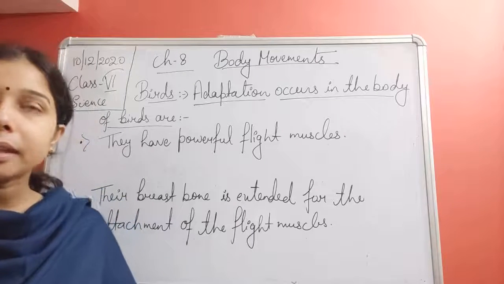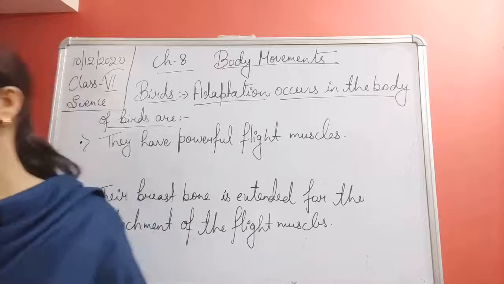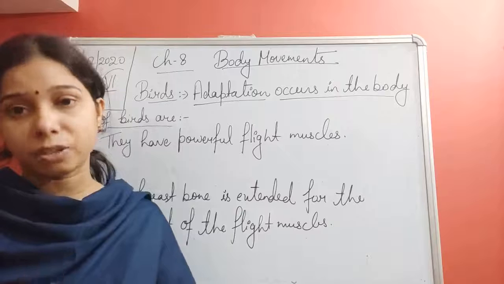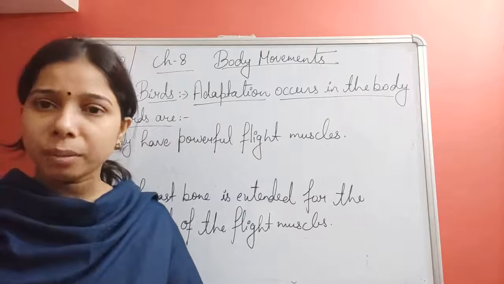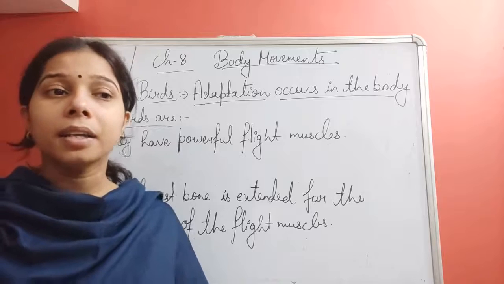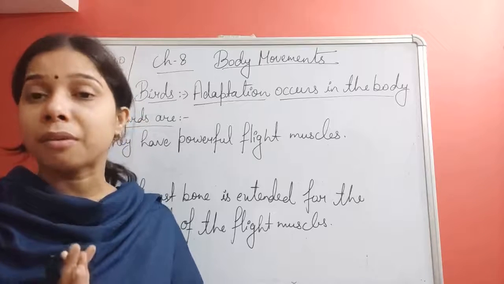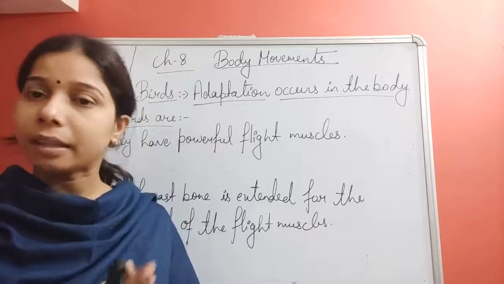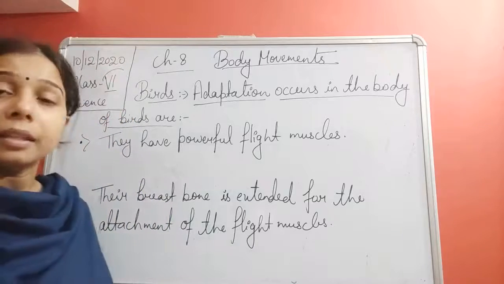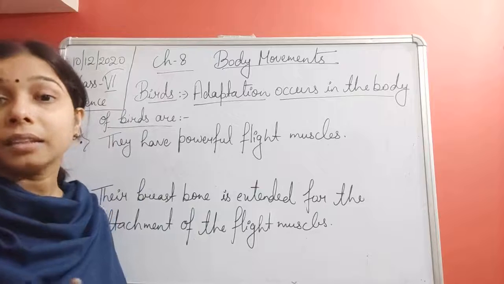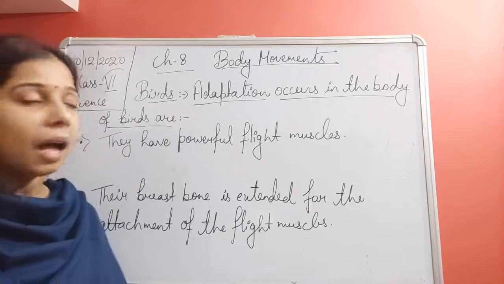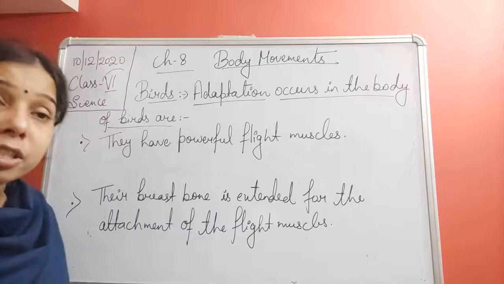The fourth thing that we have seen in case of adaptation is that the body is a streamlined shape, and because of the streamlined shape, it makes the body lighter, and it actually helps in flying the bird in the air. Next is that they have flight muscles, and these flight muscles are very powerful.